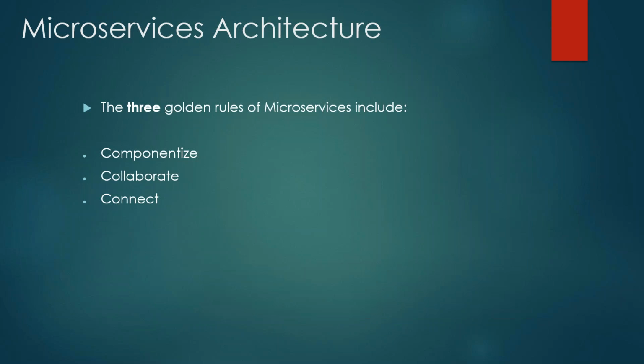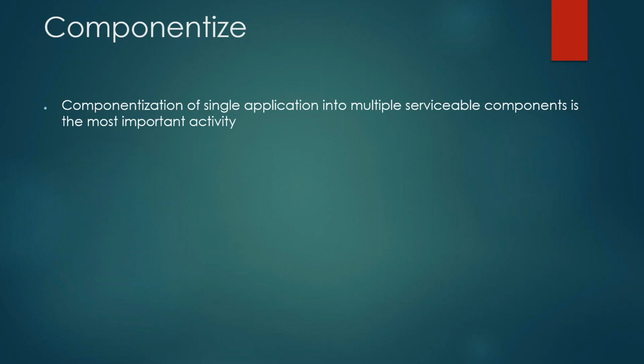Excellent. There are three most important golden components that we're going to learn: first is componentize, then collaborate, and finally connect. We're going to stop our discussion after componentization, and continue with collaborate and connect in the next session. Componentization is basically a single application broken into multiple services and workable components, or serviceable components as the word is also used.